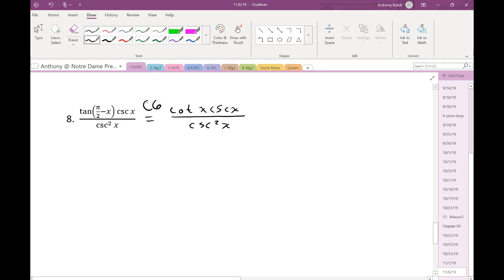So I use C6 there to do that, right? That's right. How did I get that? Look at C6. It just allowed me to replace the tan of pi over 2 minus x with cotangent.